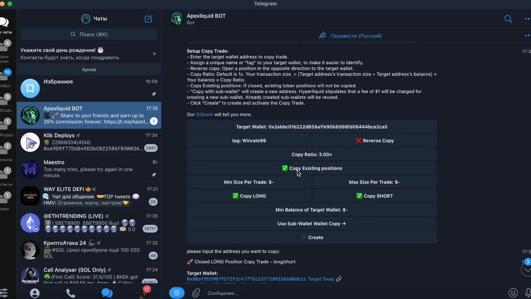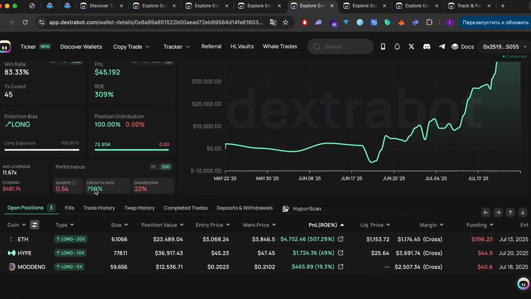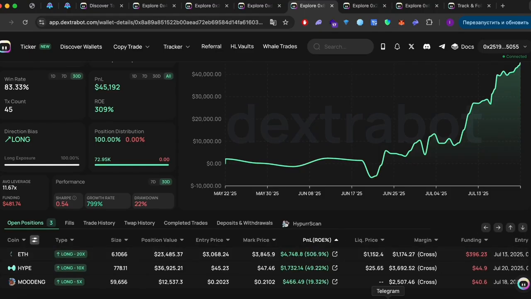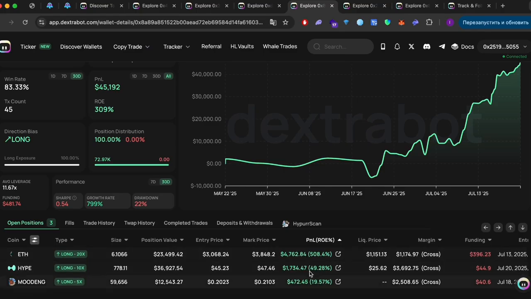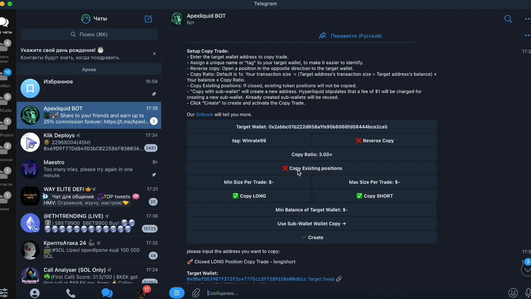Also, don't forget to disable copy existing position. To make it clearer, let me give you an example. Right now there's a wallet on A6, it's about to finish. If we put it on copy trading and don't uncheck the box, then we'll open 3 positions following it. As you can see, it already has a trade at 500%, one at 49, and one at 19. But you'll actually be opening trades at completely different prices. And when it closes, there's no guarantee that you'll close in profit as well, because your entry point will be completely different. That's why I recommend turning off this setting.